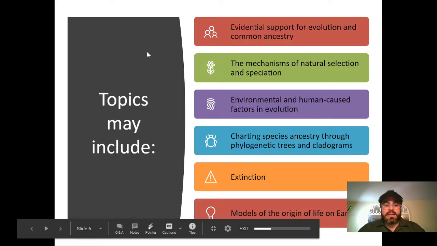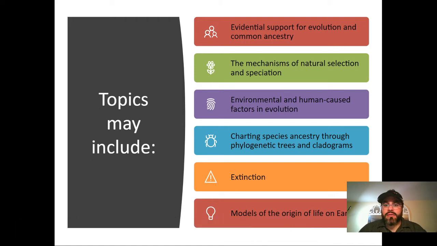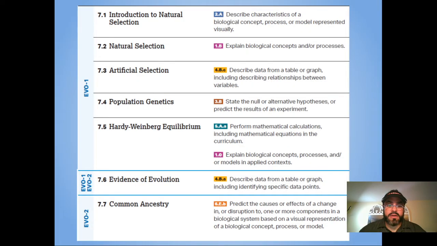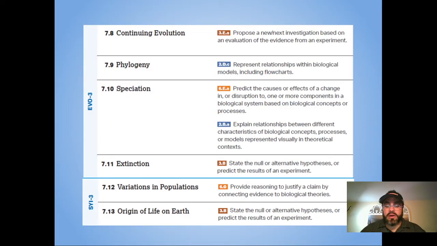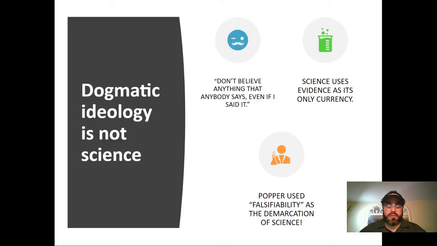So the topics that may be included, and this comes straight out of the College Board, it says that you're going to have to understand some evidence supporting evolution and common ancestry, the mechanisms of natural selection and speciation, environmental and human causes factors in evolution, charting species ancestry through phylogenetic trees and cladograms, extinction, and the models of the origin of life on Earth. So all of those may be included, and here they are right here. This is straight out of the College Board's CED. This is the reflection of what's going to be on that unit that we've been talking about.